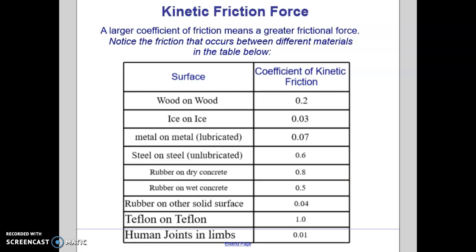These are the coefficients of friction for different situations right here. We can see that the larger the number is, the higher we could call it the friction rating. If we look at this right here, we have a situation where we have rubber on wet concrete and rubber on dry concrete. And we can see that the number on dry concrete is going to be higher. That's because friction acts less on the wet, or we could say that the friction value or rating for the wet tire on the ground versus the dry tire on the ground will be less for the wet tire.